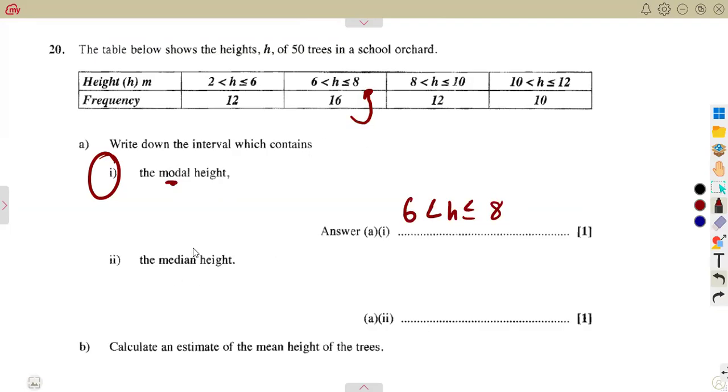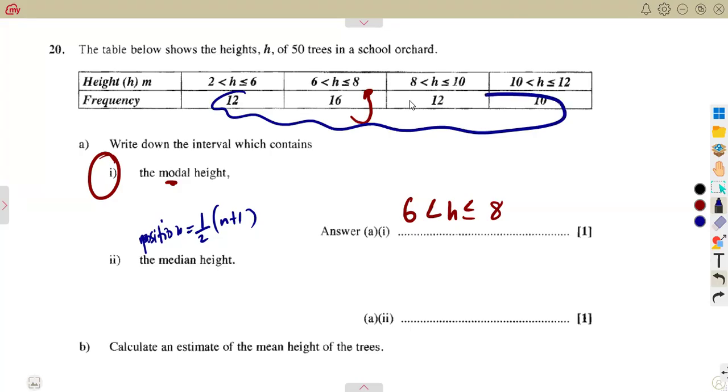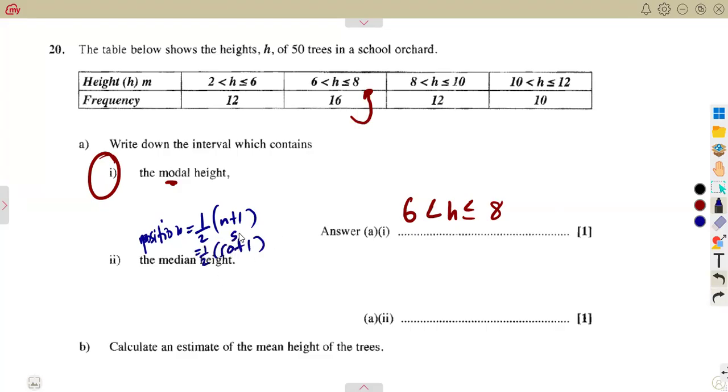The median height, remember, when you're talking of this median, I said the first thing is to determine its position. The position of what? Of the median, where the position of the median is taken from half of n plus 1, where n is the total frequency, you add the total frequency. How many terms are there? These ones you're going to add and get 50. So it was going to be half of 50 plus 1, which is 51. Half of 51 is 25.5.